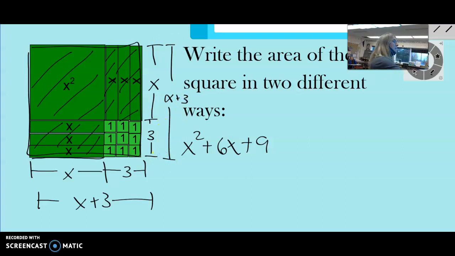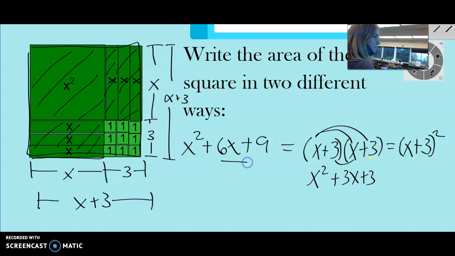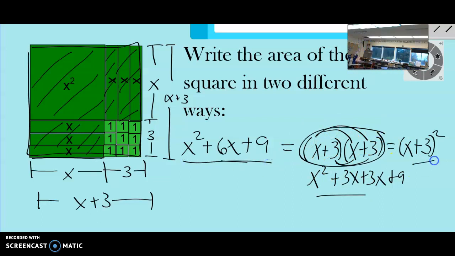So another way to get area is base times height, and my base and my height are both x plus 3. And so you can actually write this as x plus 3 squared. And if I FOIL this, I get x squared plus 3x plus another 3x, which is going to give me that 6x when I add those together, and then plus 9. So this expression right here is the same as this, which is the same as this, just in different forms.